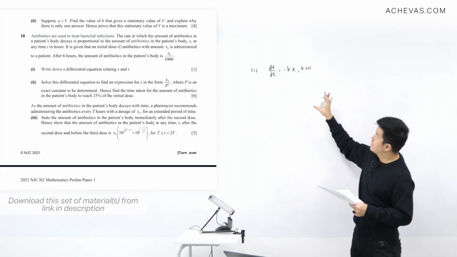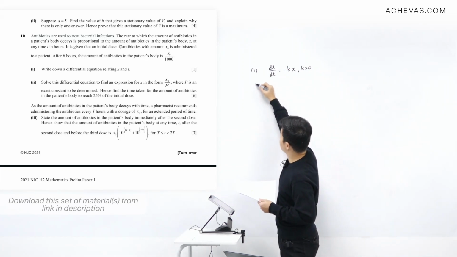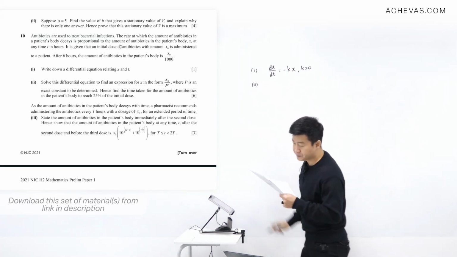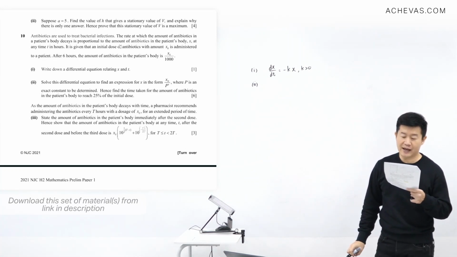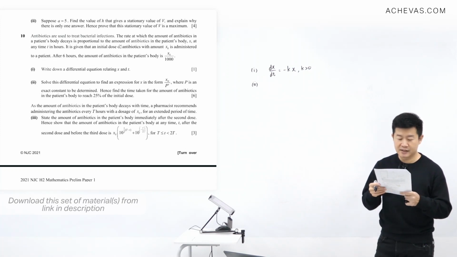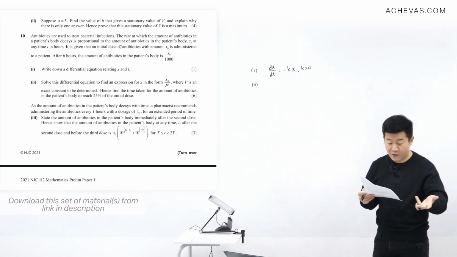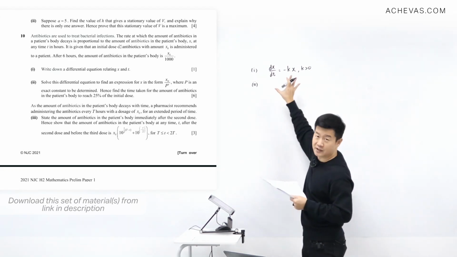Okay, so k is bigger than 0, I add a negative, it tells people that dx/dt is less than 0. Next, part 2. Solve this differential equation, and we are supposed to find x in the form of x0 over pt, where p is going to be in its exact form, and we are supposed to determine this. Okay, let's try to first solve this differential equation.